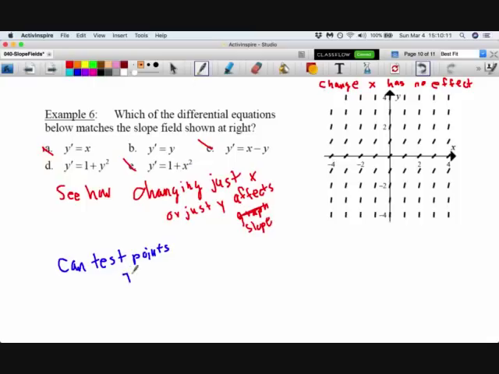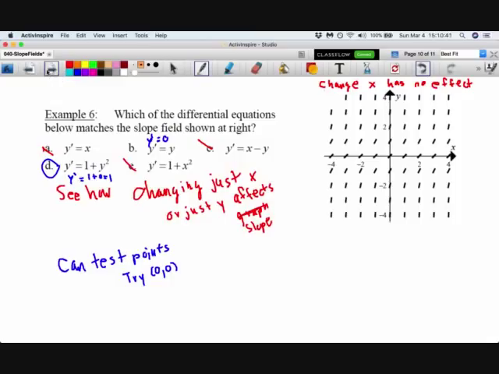Let's try 0, 0. We have the origin right there. B, y prime would be 0. D, y prime would be 1 plus 0 or 1. What does that slope look like? Way more like 1 than 0. What would a slope of 0 look like? A horizontal line. These kind of things take a while to get used to. You should try to do as many of them as possible.